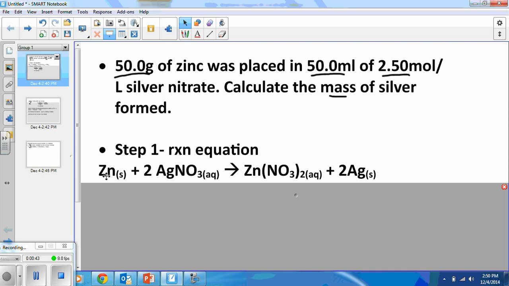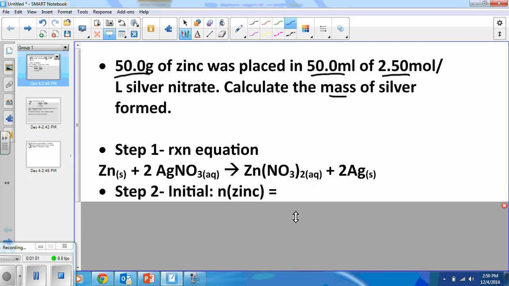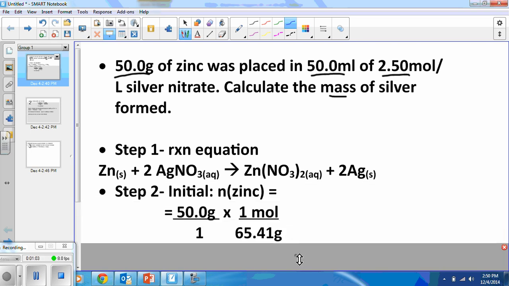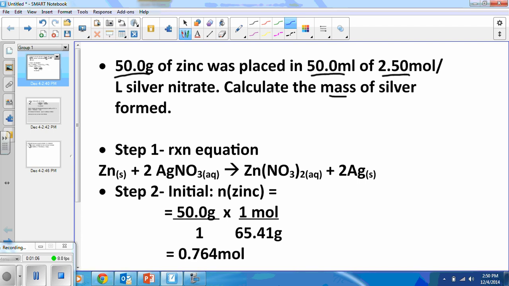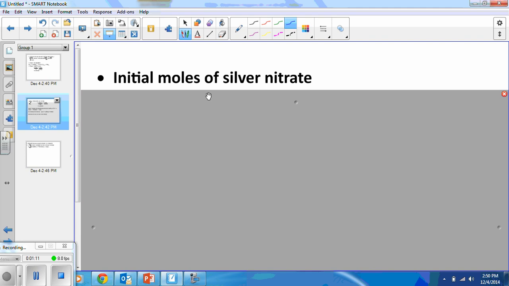But how do we know which of these values to use in our calculation? We only ever use the values for the limiting reactant. Never, ever, ever for the one that's in excess. So my first step is to figure out what amount of each of these I have to begin with and convert those to moles. So my initial amount of zinc, if I convert this to moles, I'm going to get a value of 0.764.